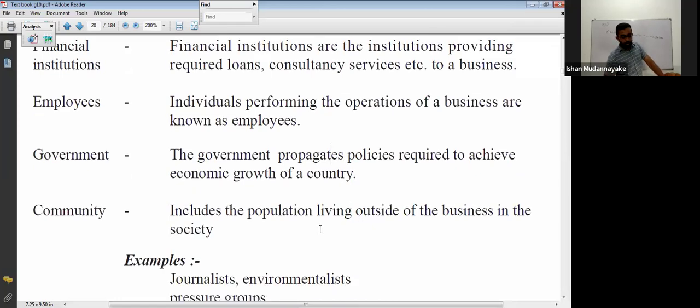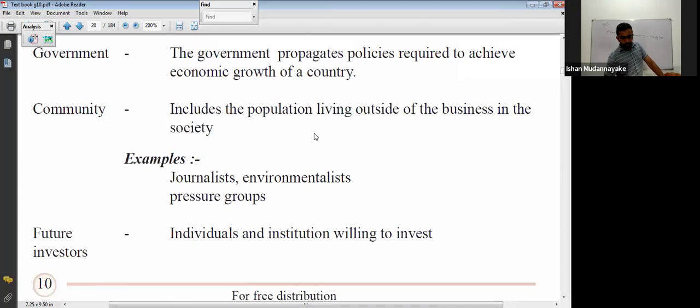The next one is community. Community includes the population living outside of the business in the society. Okay, all the outsiders from the business. For example, journalists, environmentalists, special groups, parties available in the society. They are outsiders, but they're looking at the business organization. Community: people who live in the society.